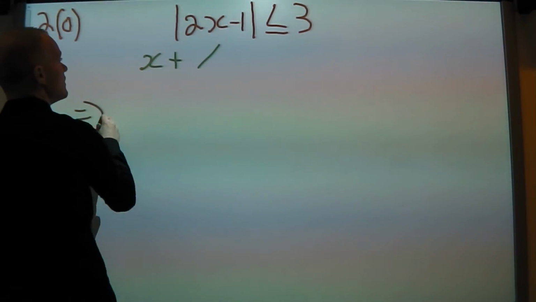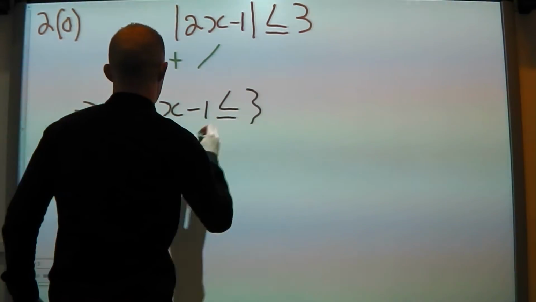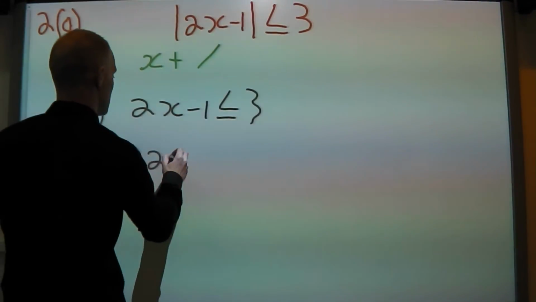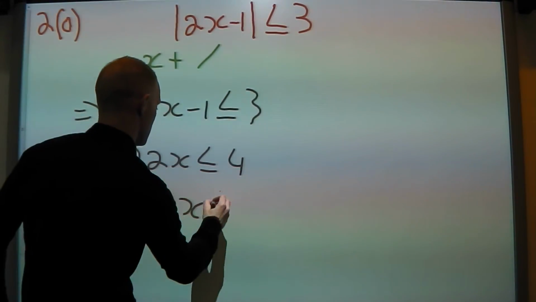that implies 2x minus 1 is less than or equal to 3. That implies 2x is less than or equal to 4, implies x is less than or equal to 2.